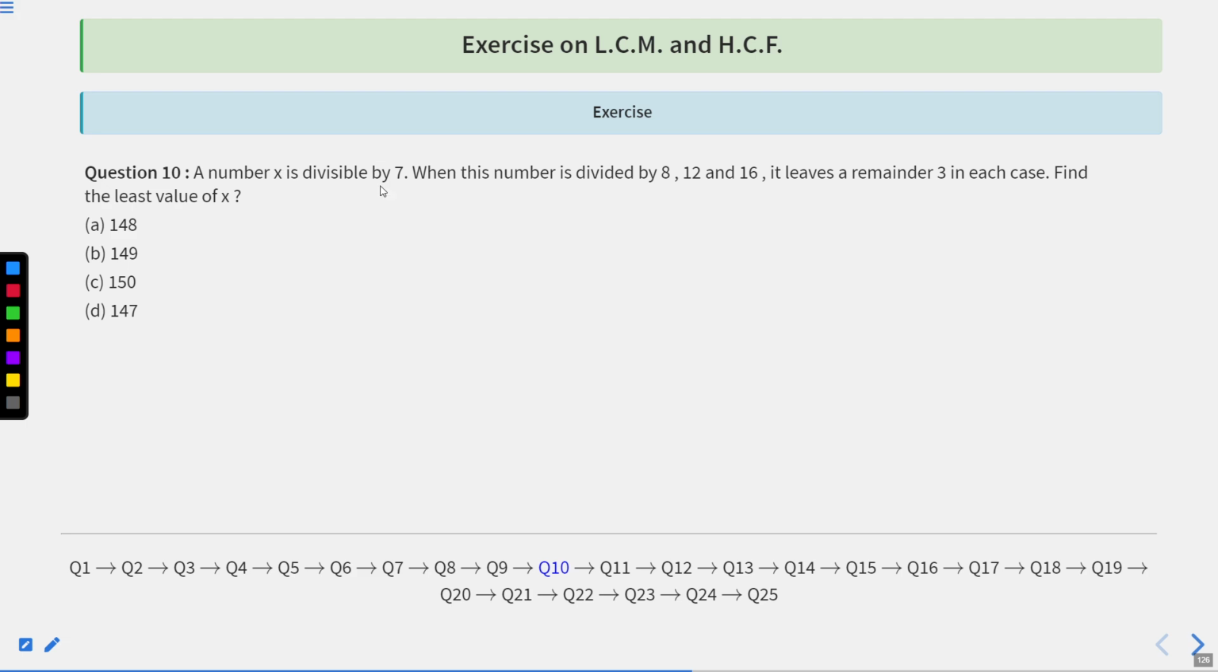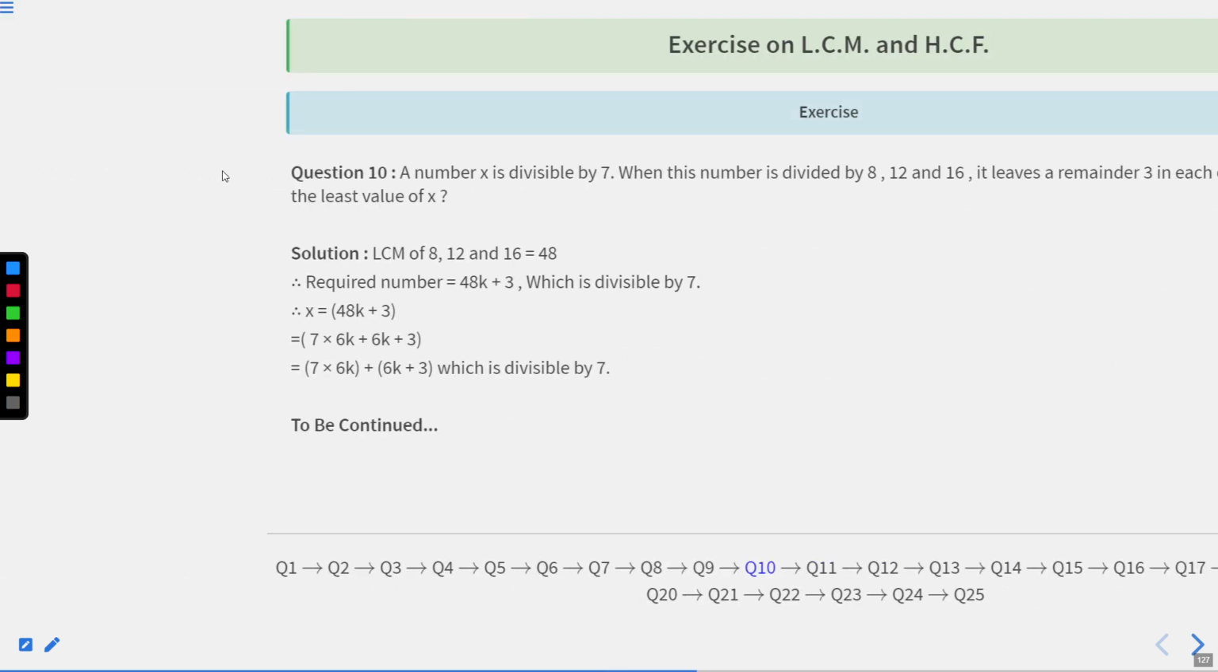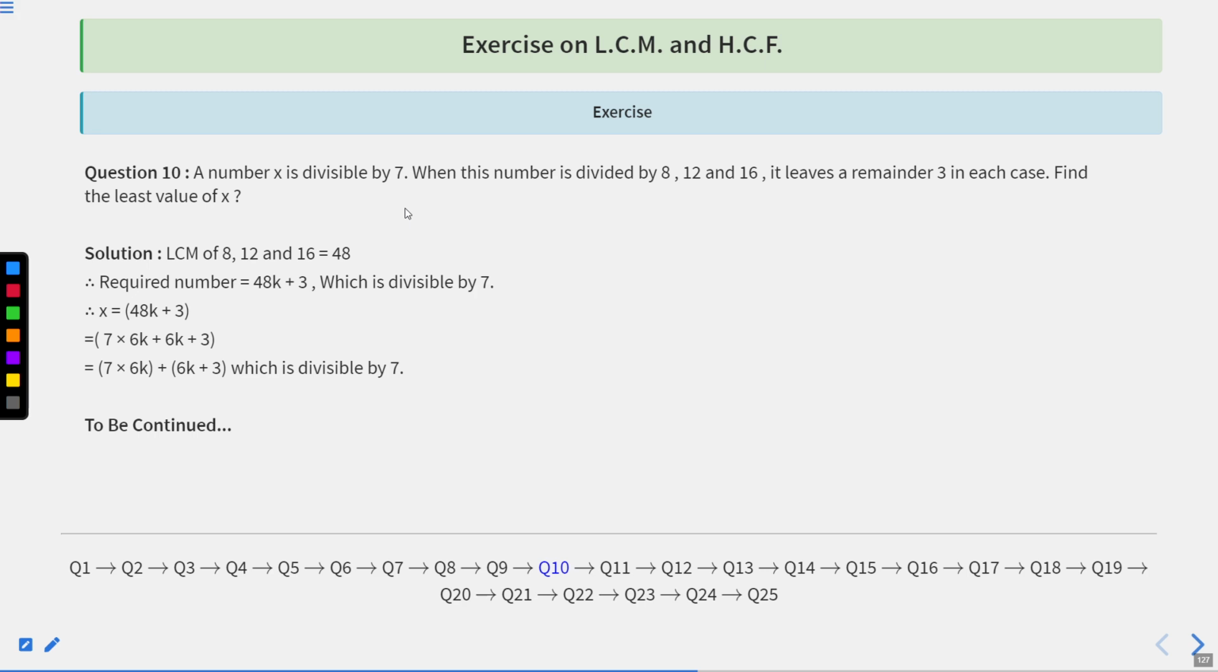Question number 10. A number x is divisible by 7. When this number is divided by 8, 12 and 16, it leaves a remainder 3 in each case. Find the least value of x. LCM of 8, 12 and 16 is equal to 48. Therefore, the required number is equal to 48k plus 3, which is divisible by 7.